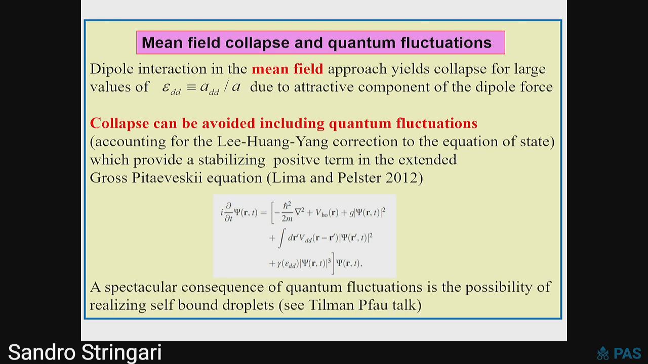An important and spectacular consequence of these quantum fluctuations is the possibility of realizing self-bound droplets, as was presented yesterday, or the day before yesterday, I don't remember, by Tilman Pfau in his talk. Self-bound droplets are systems which are self-bound, like atomic nuclei, for example, or like helium clusters, and which represent a new beautiful phase of matter, which is not however the system that I am looking for, because here we would like to study the supersolid, which is not an assembly of self-bound droplets, but an assembly of droplets which are coherently coupled, and this is the crucial point characterizing supersolidity.